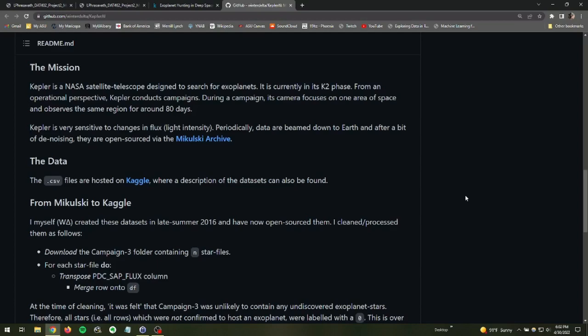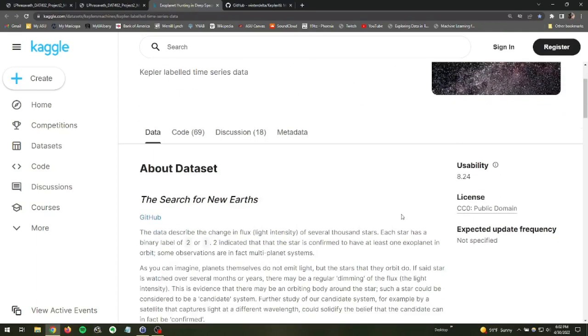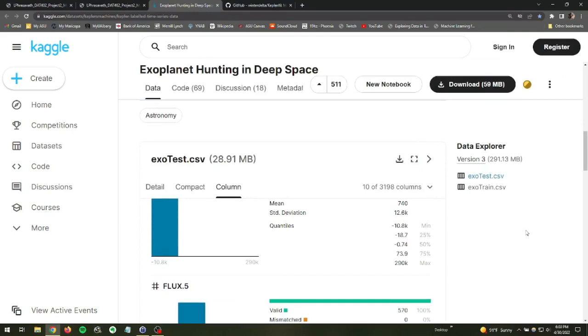So the idea is that maybe in the far future, we might develop the technology to travel to these planets and potentially inhabit them, or at least find life on them and so forth. So these data were in the form of two CSV files. The author already separated them into training sets and test sets. So let's take a look here.